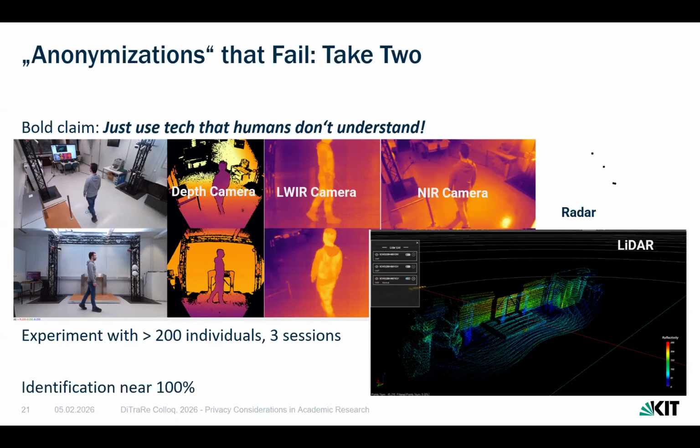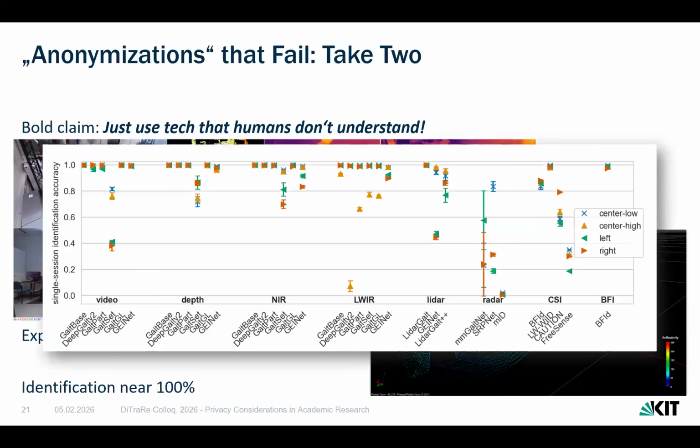But then we ran identification experiments on that, and the experiments show that even without us doing huge, amazing machine learning, we have pretty perfect recognition rates for all of the different modalities: video, depth, near infrared, long wave infrared, LiDAR. Radar is a little bit worse.